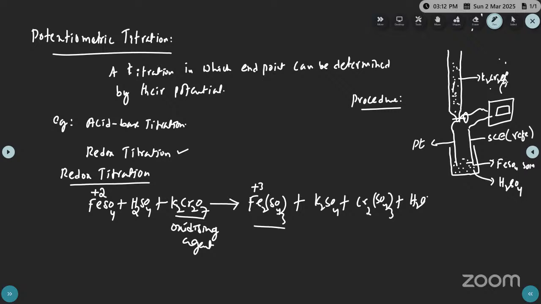So here we have taken 2 electrodes. How many electrodes? We have taken 2 electrodes. And here the potentiometer. This potentiometer reads the potential of the cell.